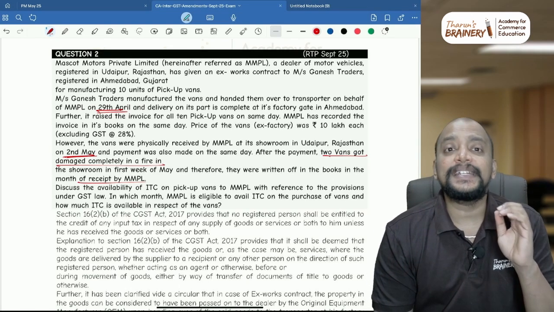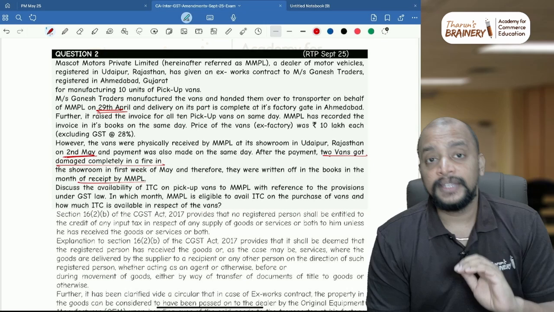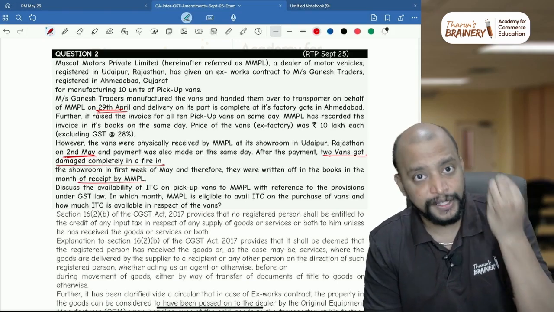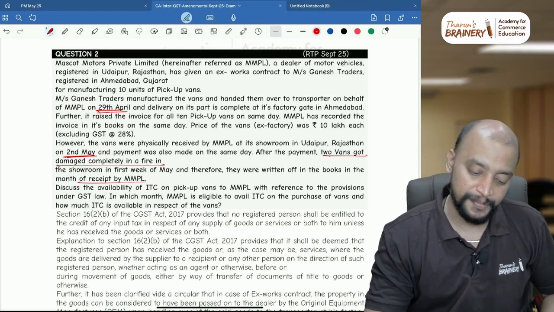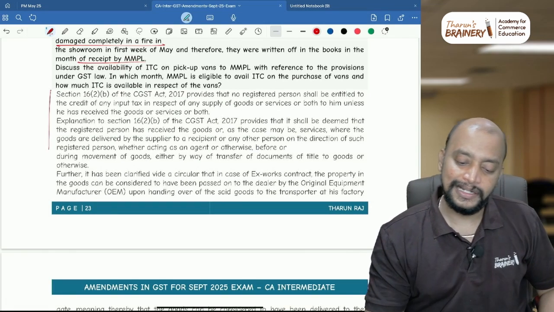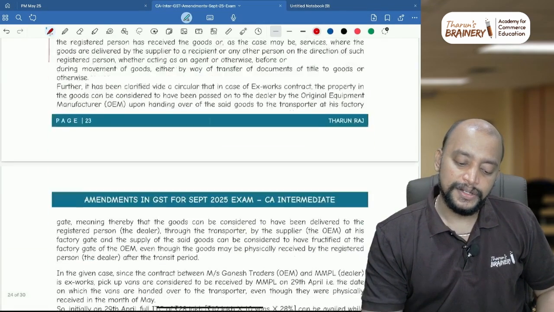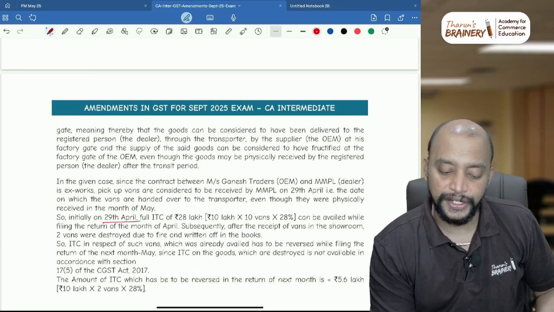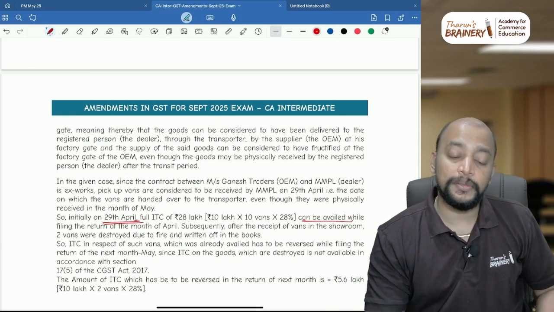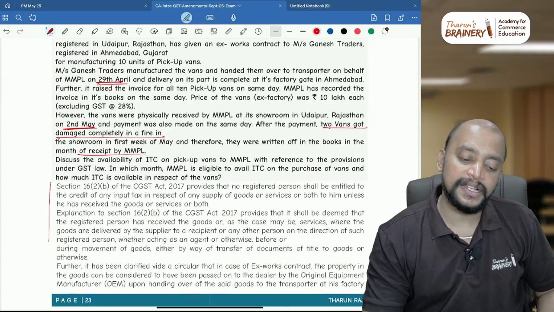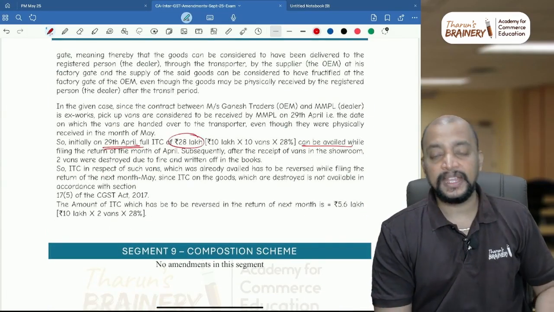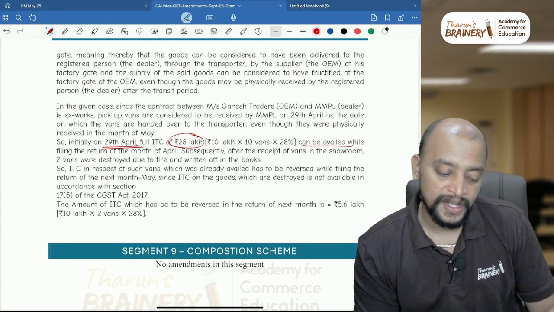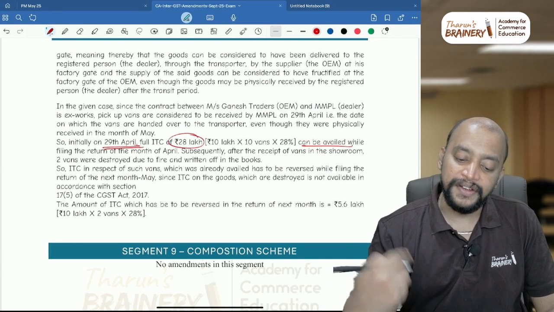First, as per the deemed delivery concept, the date on which the vans are handed over to the transporter, that is 29th April, will be deemed to be the date of receipt of goods, so they can avail ITC for April month itself. So Section 16(2)(b) you need to write. Further, it is an Ex-Works contract, so therefore they can take ITC. When they can take ITC? In the April month itself. So initially on 29th April, ITC can be availed. How much ITC can be availed? 10 vans into 10 lakhs into 28%, that is 28 lakhs. Subsequently, the vans were received in the May month and 2 vans were destroyed. So therefore, in the May month, they need to reverse the ITC.